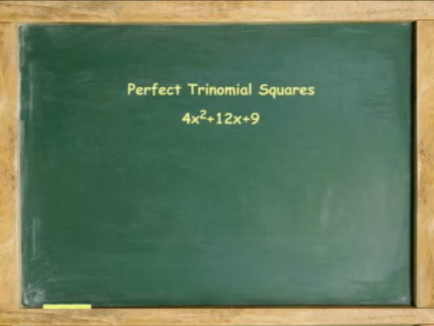Another example. 4x squared plus 12x plus 9 is a perfect trinomial square because the last term is positive. The first and last terms are squares. 2x times 2x is 4x squared, and 3 times 3 is 9. And the middle term is 12x, which is twice the product of the square root of the first term, which is 2x, and the square root of the last term, which is 3.